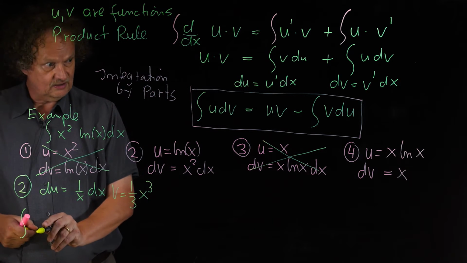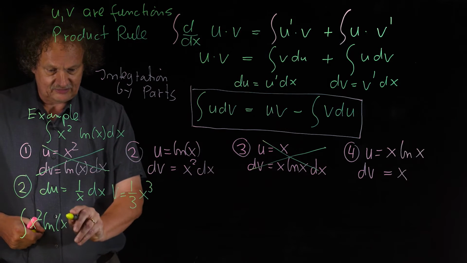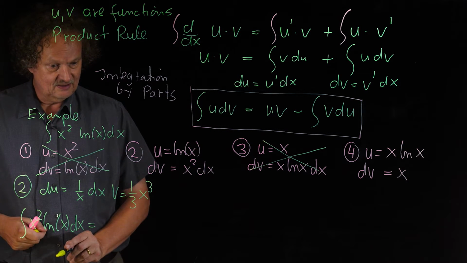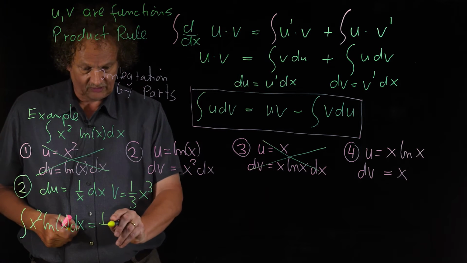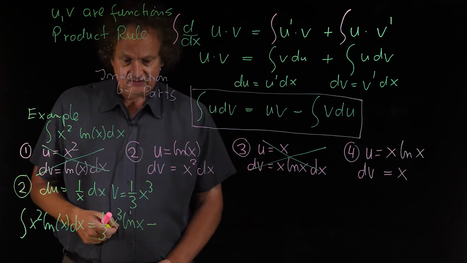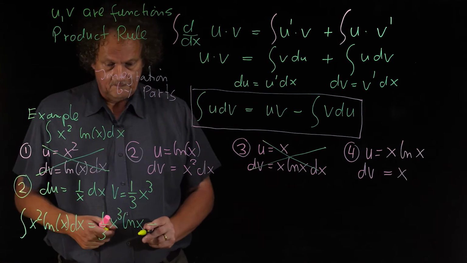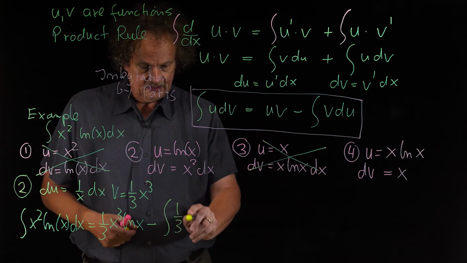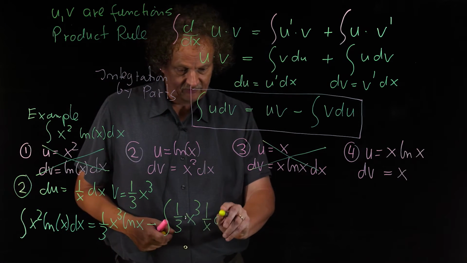So the integral of u dv, which is x squared ln x dx, is going to be uv. U is ln x, v is 1/3 x cubed, so this is 1/3 x cubed ln x minus, and now we have to take v du. So what do we have? We have an integral of 1/3 x cubed, that's v, and du is 1 over x dx.